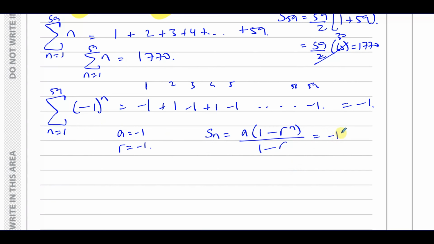So a is minus 1. You have 1 minus, and then you have minus 1 to the power of 59. That's r to the power of n, because we're looking for the sum of the first 59 terms, over 1 minus the common ratio, which is minus 1. Okay, so that will give us minus 1 times 1 minus minus 1 to an odd power. Remember, minus 1 to an odd power stays as minus 1. So that's going to be 1 minus, and that will stay as minus 1, over 1 minus minus 1, which is 2.